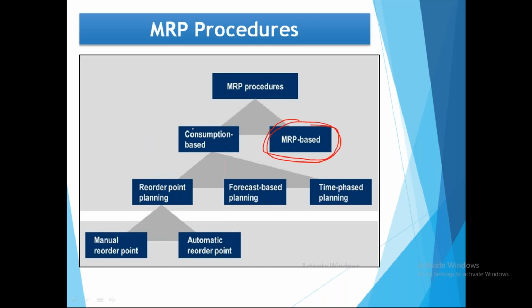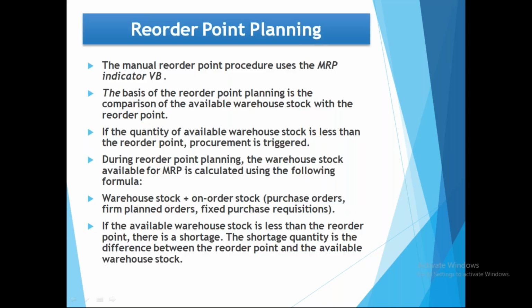Now there is another method called consumption based MRP. Consumption based MRP means your MRP will run based on certain consumption, like reorder point planning. What is reorder point planning? If the quantity of available warehouse stock is less than the reorder point, procurement is triggered. You define some reorder point in the system. If your stock falls below the reorder point, the system will generate a procurement proposal.